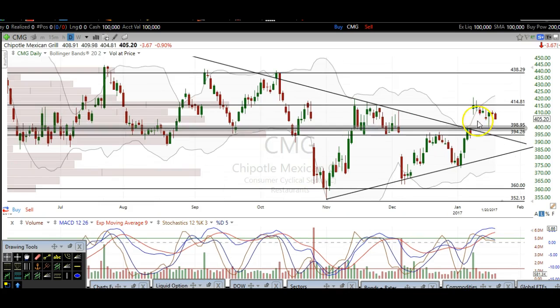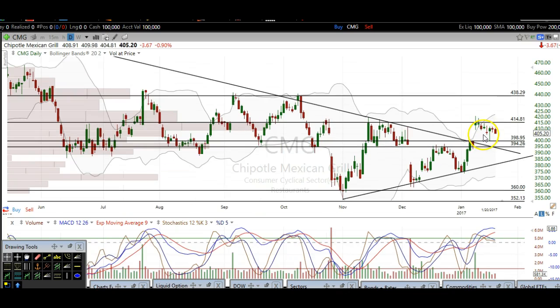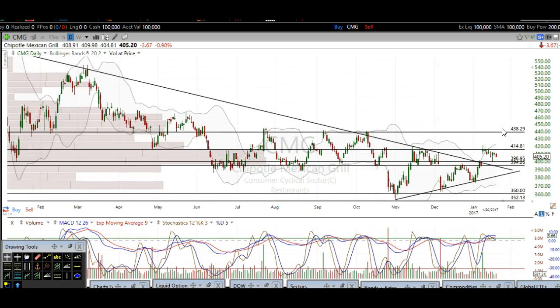Technically, it looks very good here, and fundamentally, it also looks good as well because the restaurant sales were up, I believe, 14 or 15% from this time last year, and that's the reason they gapped up right here. So definitely think that Chipotle can head higher here, and looks like it's going to break out here.